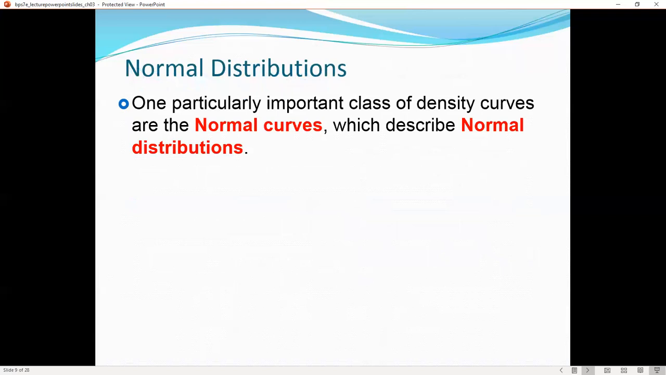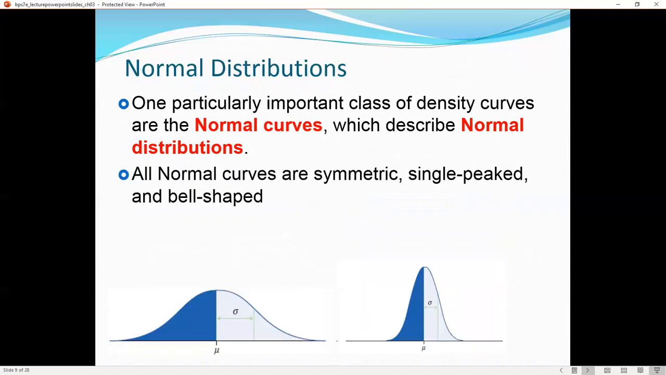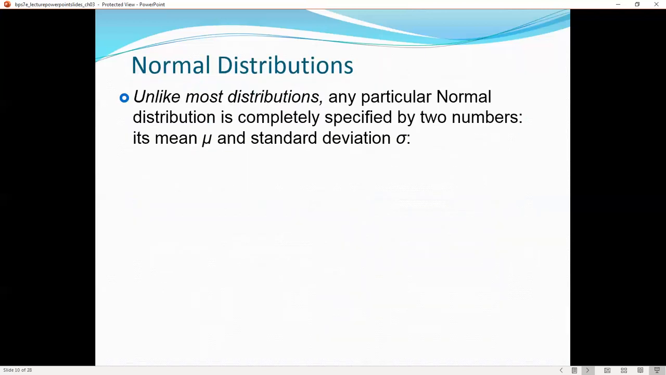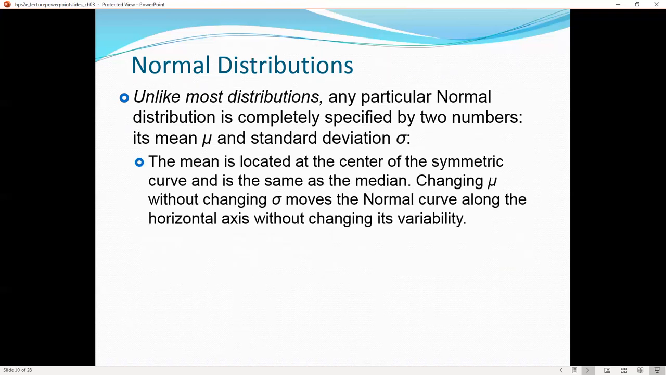One particularly important class of density curves are the normal curves, which describe normal distributions. All normal curves are symmetric, single-peaked, and bell-shaped. Any specific normal curve is described by giving its mean mu and standard deviation sigma. Unlike most distributions, any particular normal distribution is completely specified by two numbers, its mean, mu, and its standard deviation, sigma. The mean is located at the center of the symmetric curve and is the same as the median.